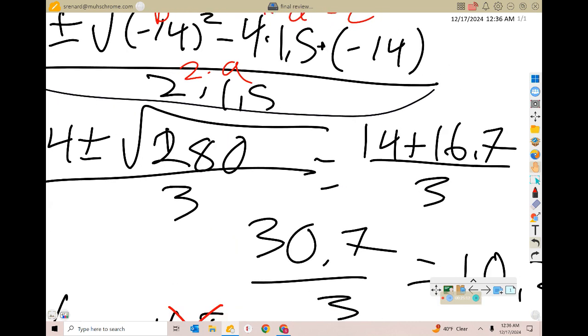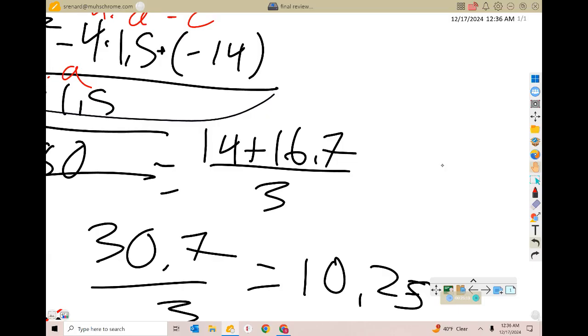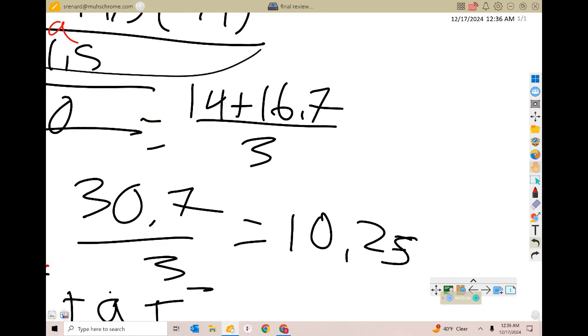And 14 plus 16.7 is 30.7. 30.7 divided by 3 gives us 10.2 seconds, okay? So car number 2 gets a 2-second head start, and then, because car number 1 is a faster accelerator, it has better acceleration, it still takes 10.2 seconds to catch up. But that's not the problem. The problem wasn't how long did it take him to catch up. The problem was how fast are they each going.